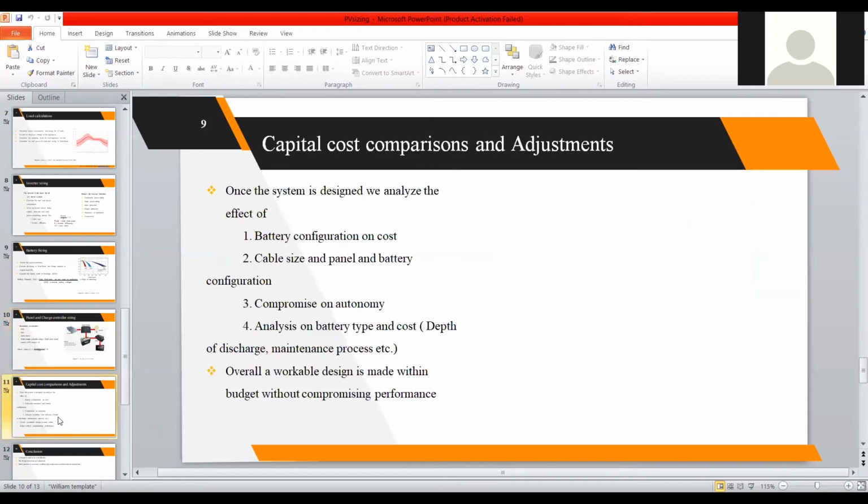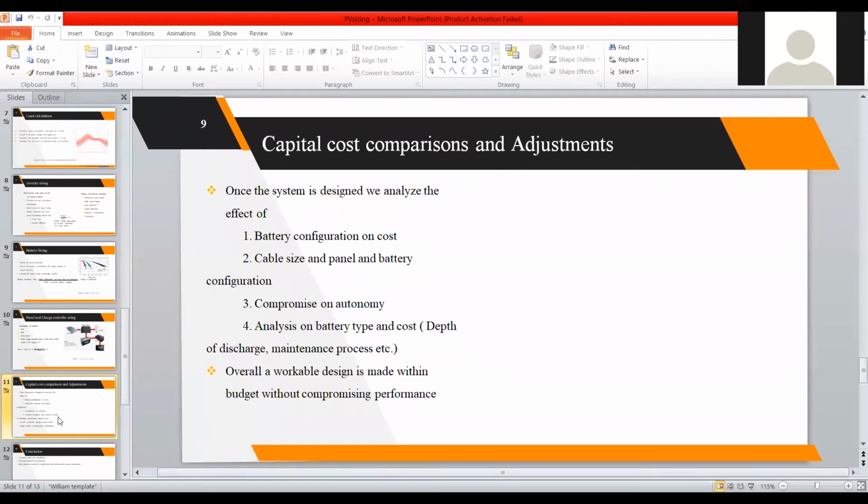Yeah, so those are some of the things that you want to do. Then you also want to look at the capital cost as well. Does the client meet the cost for the design that you've designed for them? So you do the analysis. Like I said, the battery configuration, how does it affect the cost? Basically, it affects the cost on the cable size and other things. So you want to look at that and find the compromise between cost and the performance of the system, just to make sure there is a balance between the two.